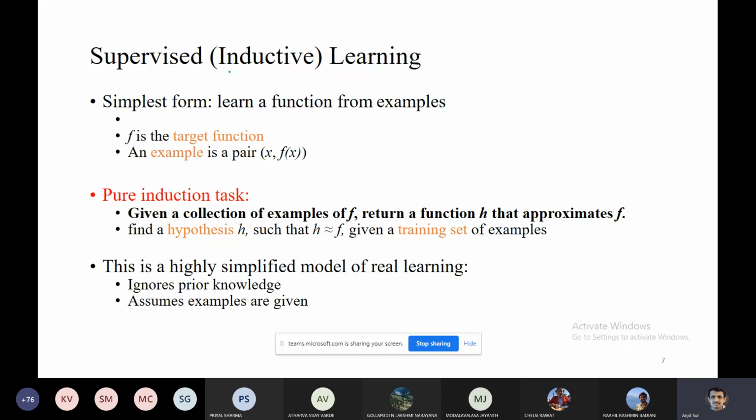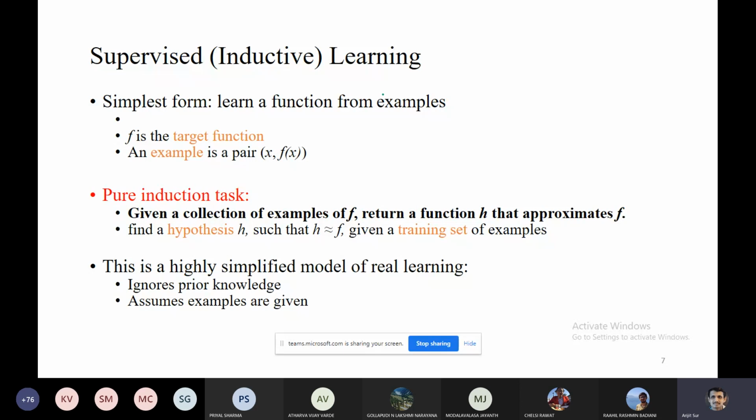So it is a pure induction task. Given a collection of examples of f, return a function h that approximates f. f is a kind of hypothetical function, and we are trying to find a hypothesis function h that is going to estimate f. So find a hypothesis h such that h closely estimates f, given a training set of examples. This is basically the idea of the supervised learning concept.